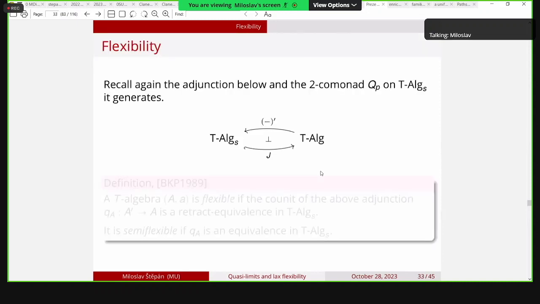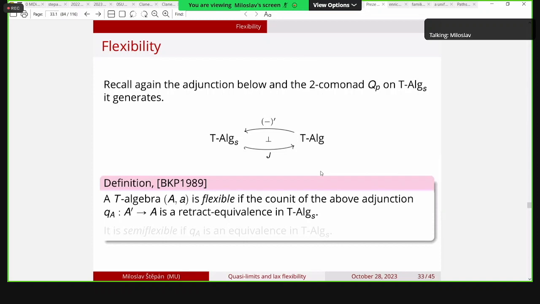So let me recall again this adjunction we have seen between strict morphisms and pseudomorphisms, and the 2-comonad Q_P. I will use it a lot. In the classical paper, a T-algebra is defined to be flexible if the counit of the above adjunction, which is this strict morphism Q, is a retract equivalence in strict morphisms. Now, it's always a retract equivalence in pseudomorphisms. This follows from what I've shown you, at least under the assumption that the base admits pseudo-limits of arrows. But if we require it to be a retract equivalence in strict morphisms, then we call the algebra flexible.